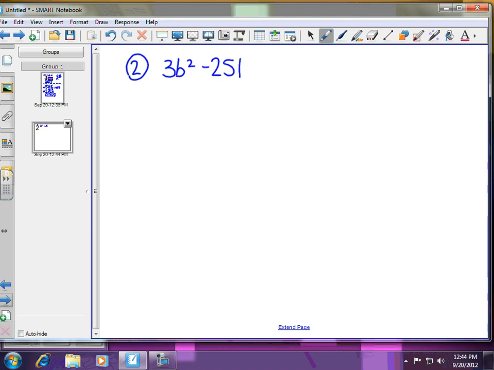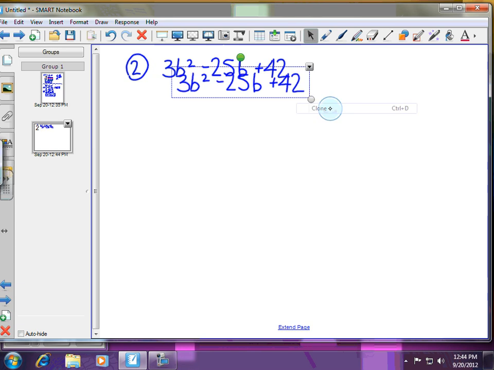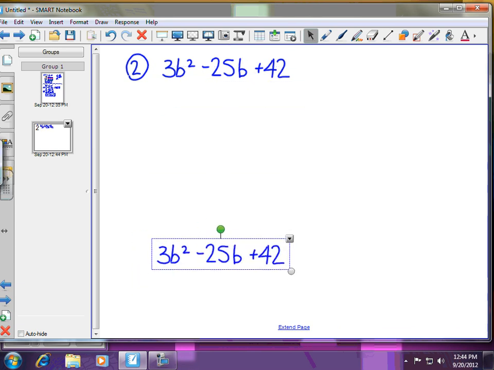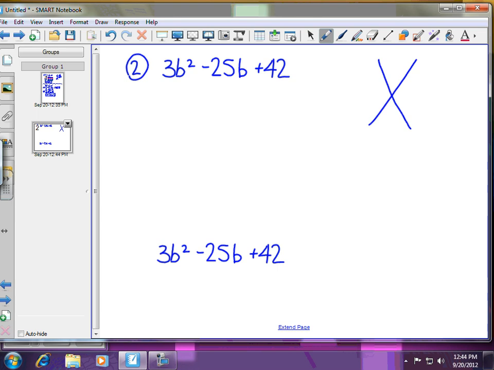So 25, this is a B. I shouldn't have chosen a B, but since I have hit near, I'll just use it. And I guess right now I'll just clone that because I'm going to do that twice. I'm going to do it once down below again too. Okay? So the X method says I'm going to multiply the 42 by the 3.